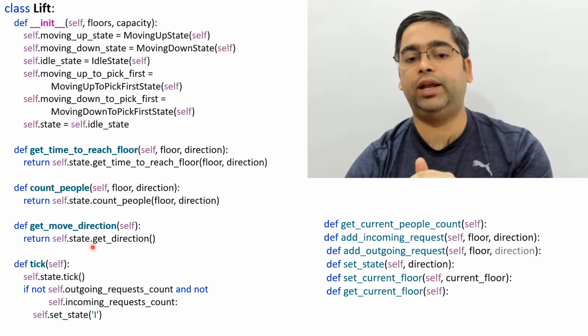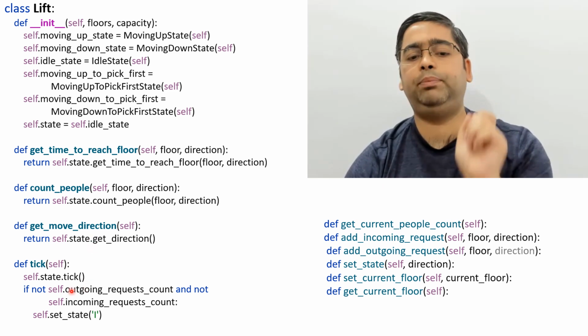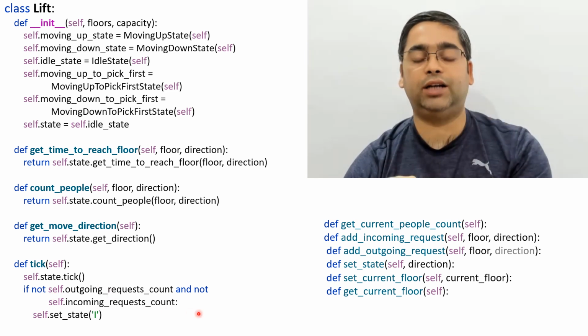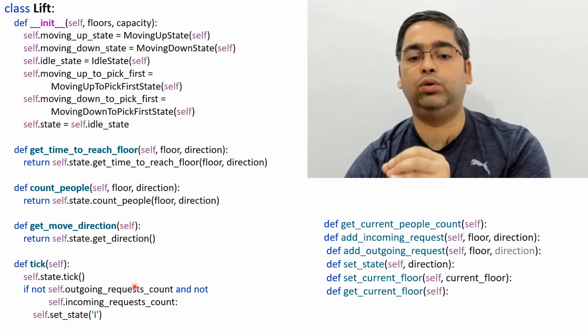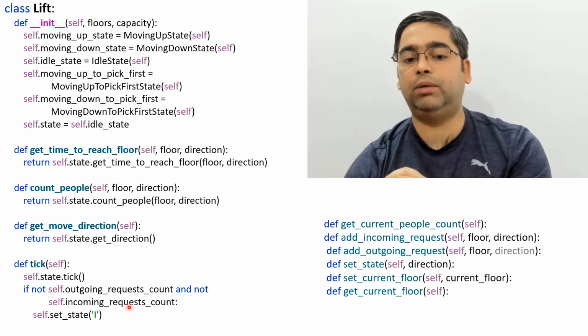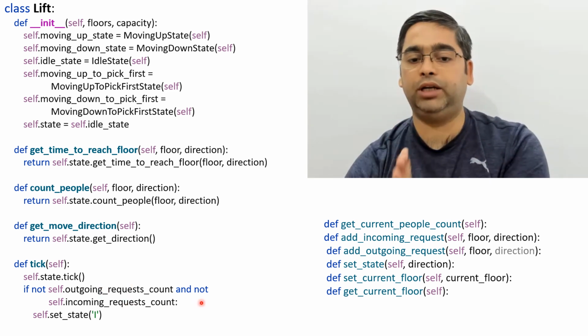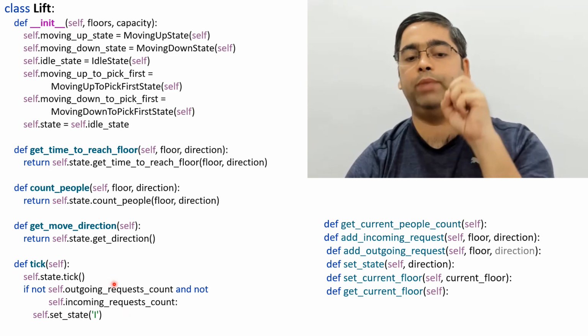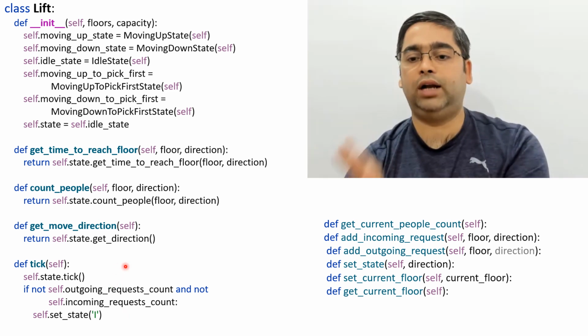Same for get move direction, and same for tick, except after calling tick, it checks if there is no one inside the lift. If there is no one inside the lift, that is, there are no outgoing requests, and there are no incoming requests either, that is, no one is coming inside the lift, then it sets the state to I, that is, the lift goes back to the idle state on that floor only.